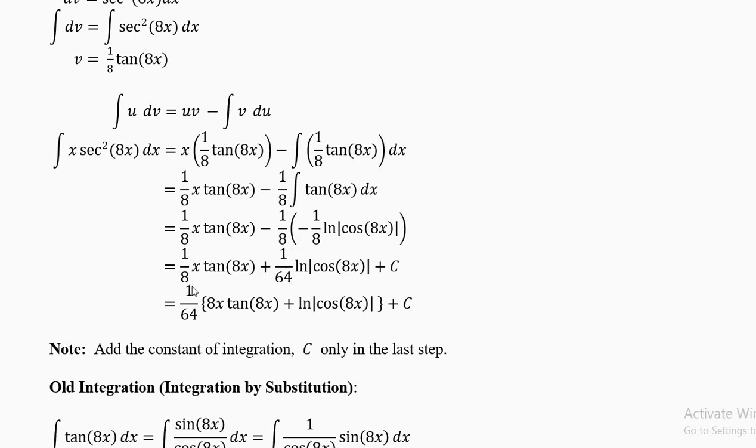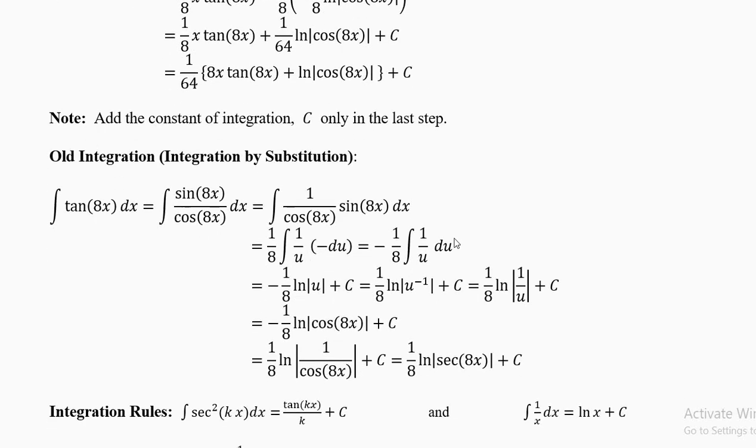Take 1 by 64 common, you'll get 8x tangent 8x plus ln cosine 8x, with the absolute value because the argument has to be positive for the logarithm, plus c. Those who want, they can remember the rule for the tangent, write it separately. Tangent kx integration will be minus 1 by k logarithm natural cosine kx with absolute value. So these are the things which you have to do.